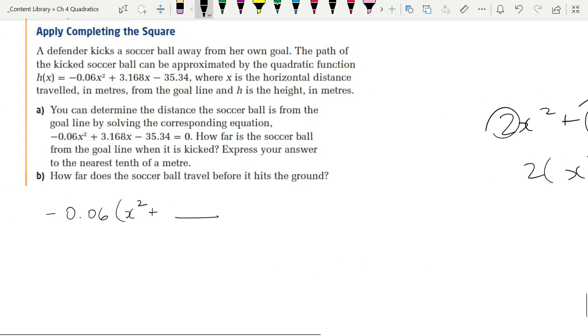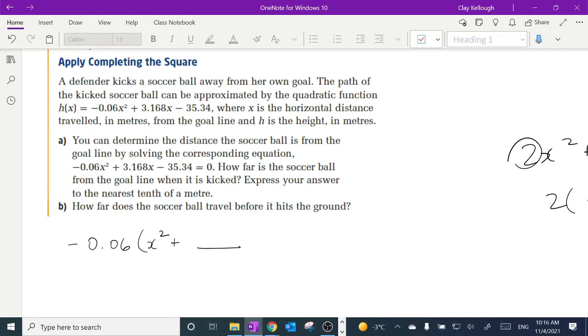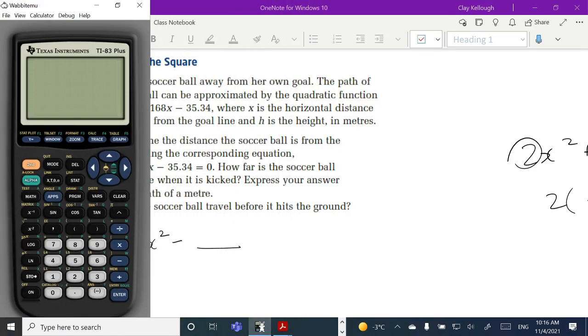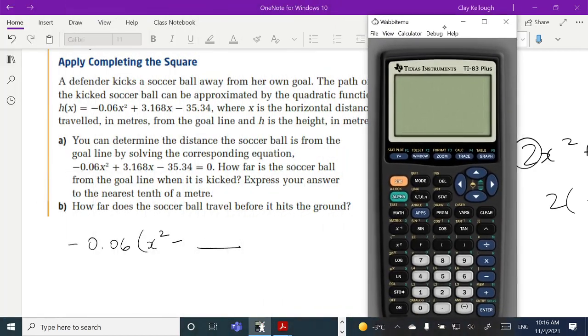So I'm going to divide 3.168 by negative 0.06. I already took care of the negative part. Or no, I actually haven't taken care of the negative part. I wrote it down wrong. There, that took care of the negative part. Now I need my calculator back. And now it's in the way, and it doesn't want to go where I want it to.